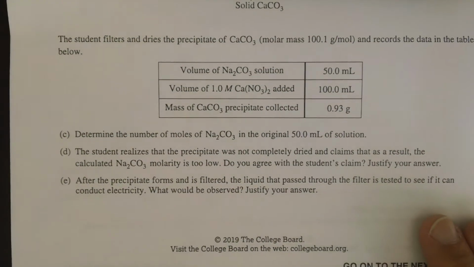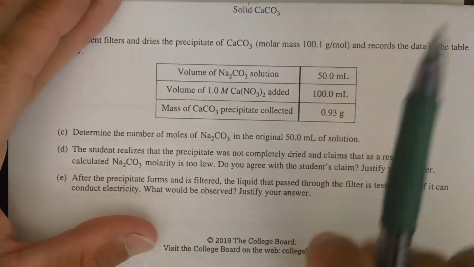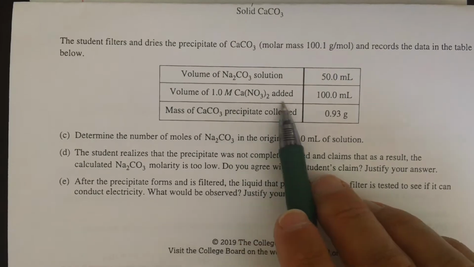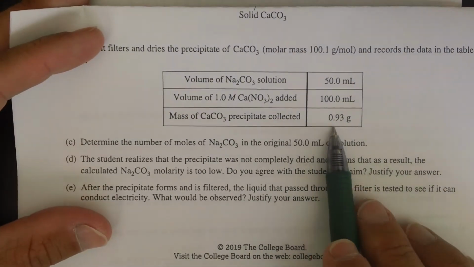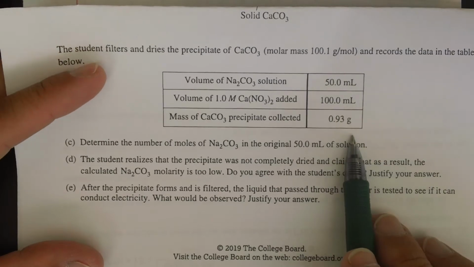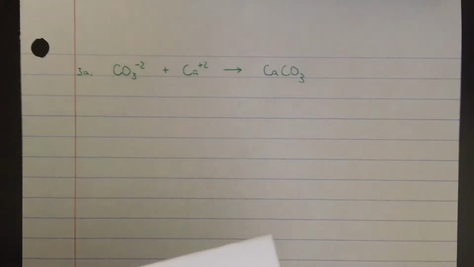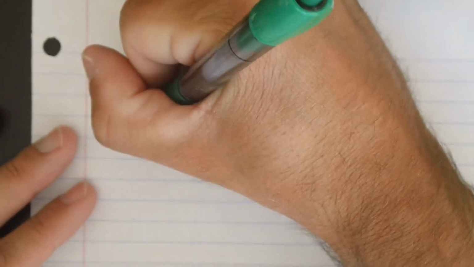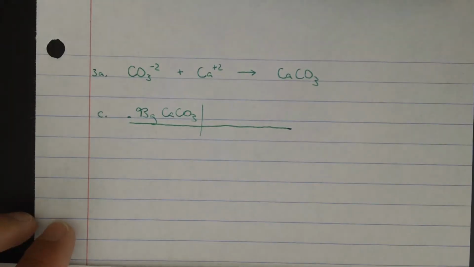Then we get down here, the student filters and dries the precipitate of calcium carbonate and records the data in the table below. It says determine the moles of sodium carbonate in the original 50 ml solution. So we've got volume of 50 mils, volume of the calcium nitrate that was added, 100 mils, mass of the calcium carbonate precipitate. If we know how much was precipitated, then we can go back and figure out how many moles we had of the sodium carbonate from the balanced equation. And so here we go, this is part C now, our 0.93 grams of calcium carbonate, and we're going to take those things and figure out how many moles must have been in the original sodium carbonate.